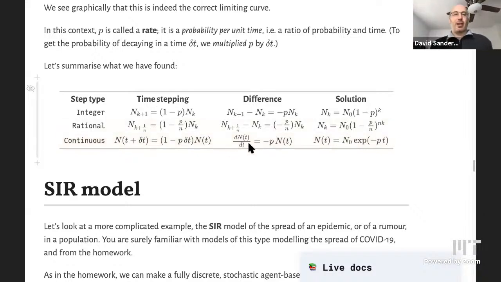If you look at this last line, you have the change in n of t divided by the change in t. As you take the change in t to 0, the change in n of t also goes to 0. And so you're going to get 0 divided by 0 here, and that doesn't make sense.